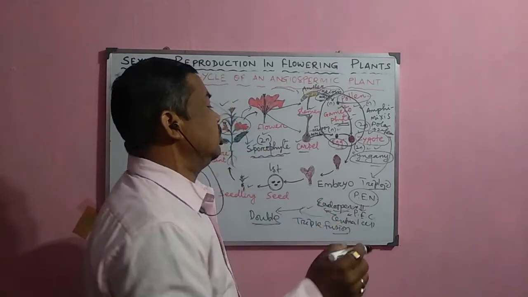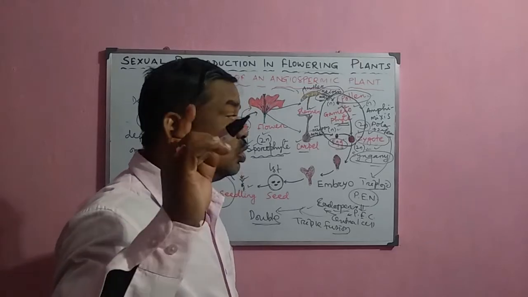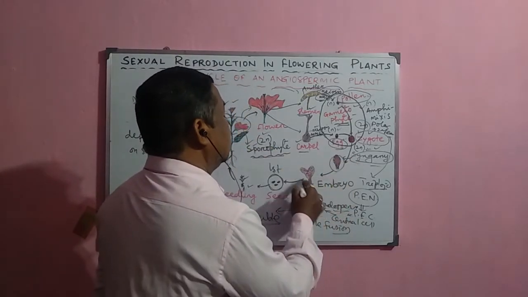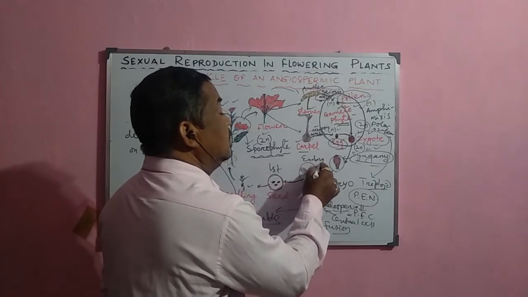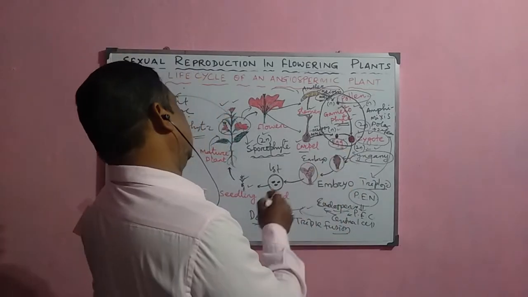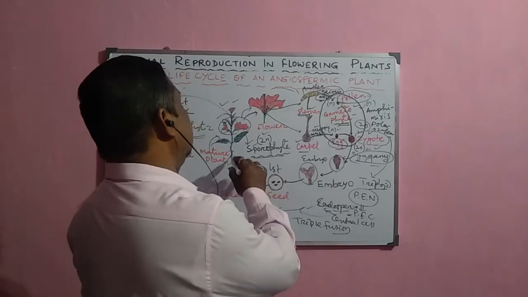The first male gamete fuses with the egg cell to form the zygote, that is called syngamy, which develops into the embryo. This is the developing embryo. So this embryo develops from the zygote, and from this embryo the seedling and the new plant develop.